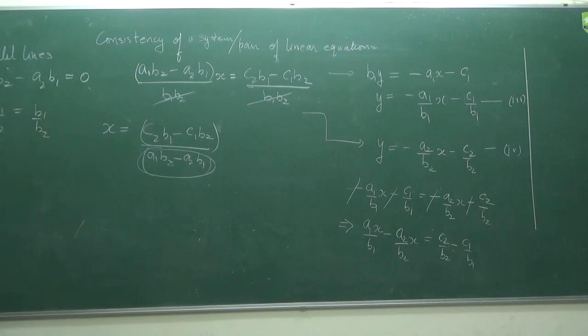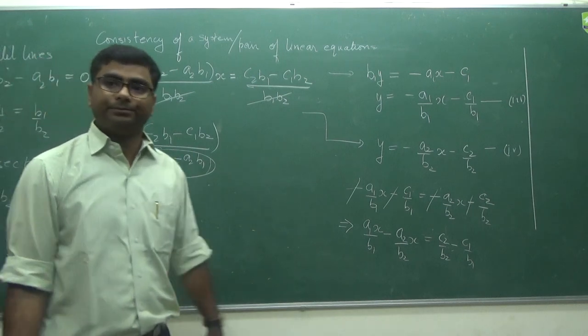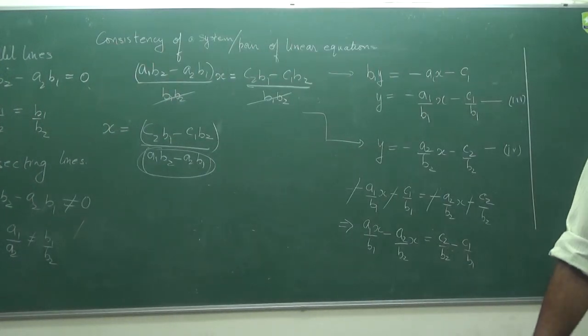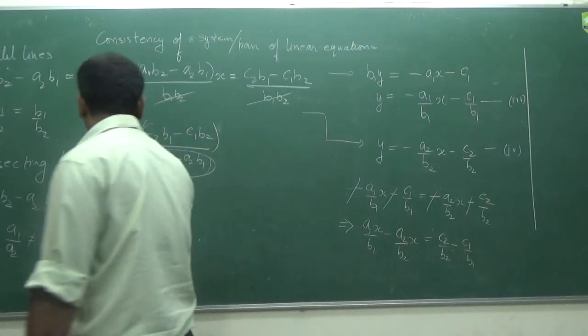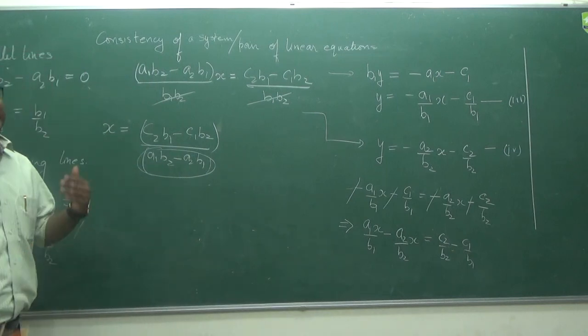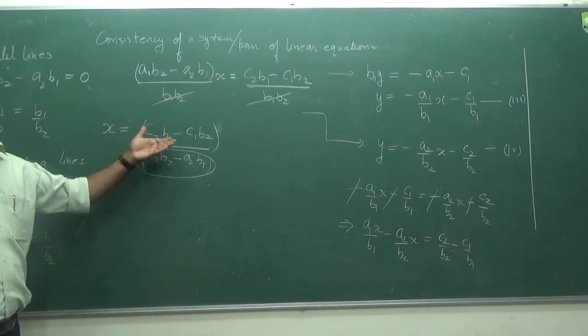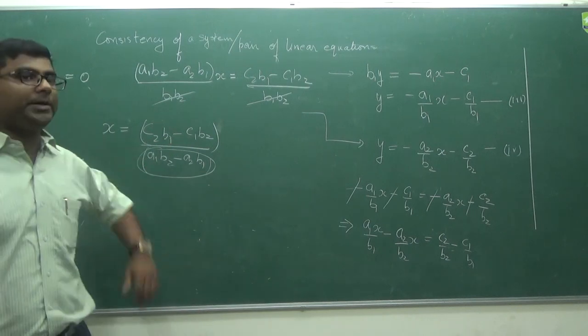But for intersecting lines, A1 by A2 is not equal. First, intersecting lines. For that, A1 B2 minus A2 B1 must not be equal to 0. So hence you'll get A1 by A2 not equal to B1 by B2. And you will get overlapping lines when this becomes 0 by 0. When the top also becomes 0, it is overlapping.